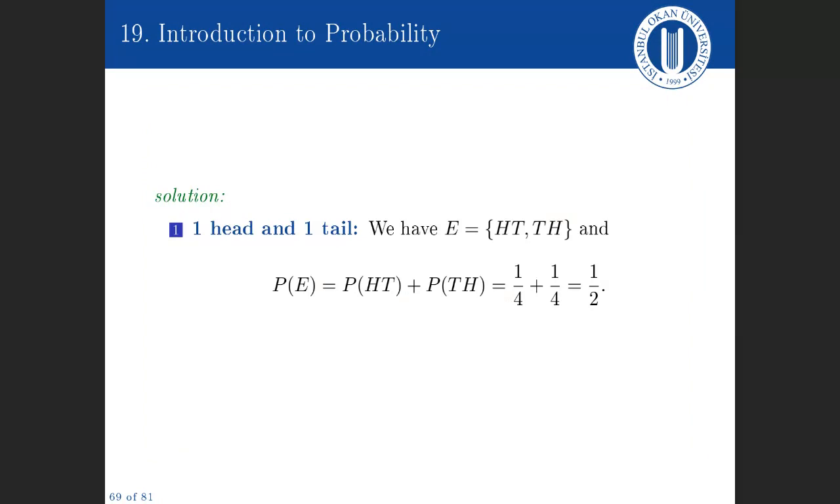Question 1 then, what is the probability of getting 1 head and 1 tail? How can we get 1 head and 1 tail? We could have a head and a tail, or we could have a tail and a head. So our compound event contains two simple events, two objects. And then the probability of E is going to be the probability of heads tails plus the probability of tails heads. So it's a quarter plus a quarter, which is a half.